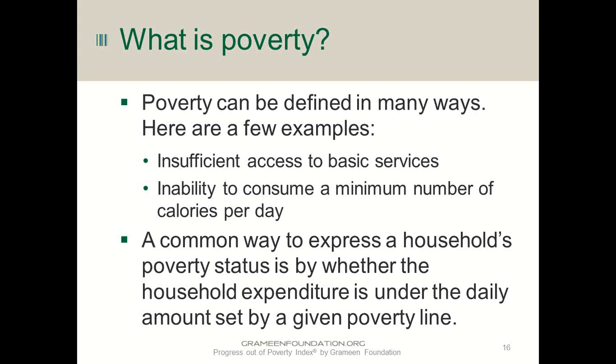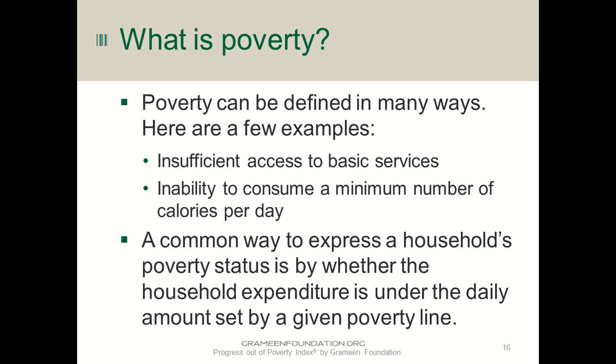There's a couple examples here, and I think we've heard enough already about that. But I also wanted to give a baseline for the group: one of the most common ways to express a household's poverty status is by whether the household expenditure is under the daily amount set by a given poverty line. There are national as well as internationally recognized poverty lines like the $1.25 a day extreme poverty line that we are often reporting against. And income and expenditures are often used as proxies for each other as we're talking about and reporting on poverty.